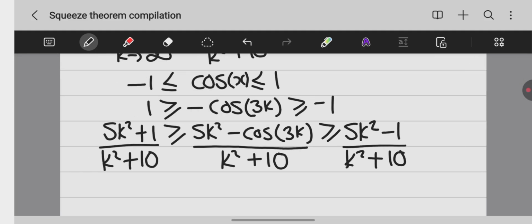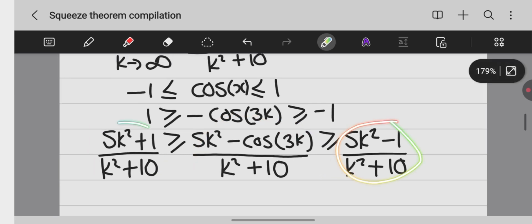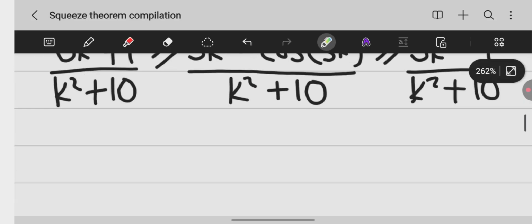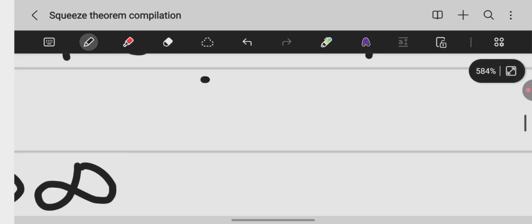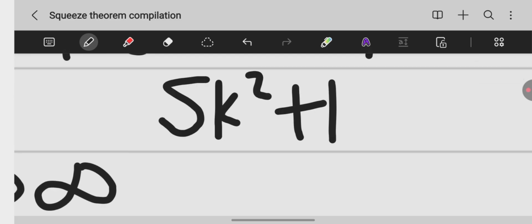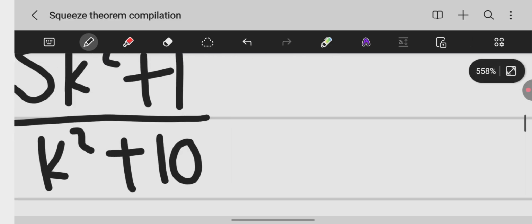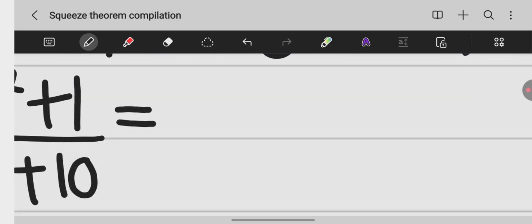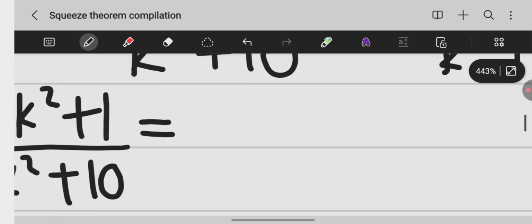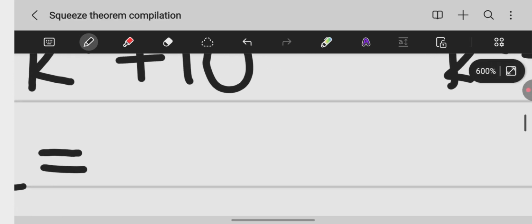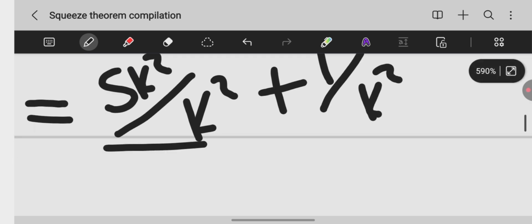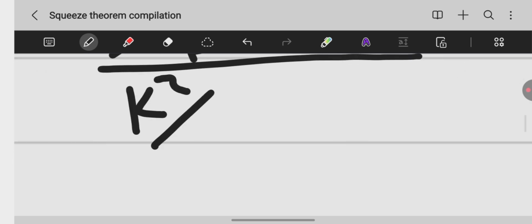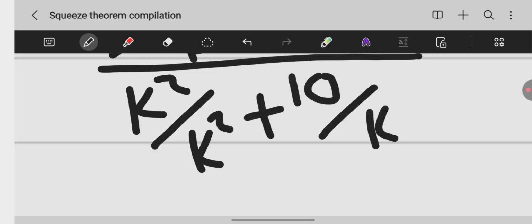Okay, now the middle part looks like the question that was posed to us. So we can now use the squeeze theorem, or squeeze the limits, to find the limit for this. So the limit as k approaches infinity of (5k squared plus 1) over (k squared plus 10). Because we're dealing with infinity, we're going to divide everything by the highest degree of k, which is k squared. So 5k squared over k squared plus 1 over k squared, over k squared over k squared plus 10 over k squared.